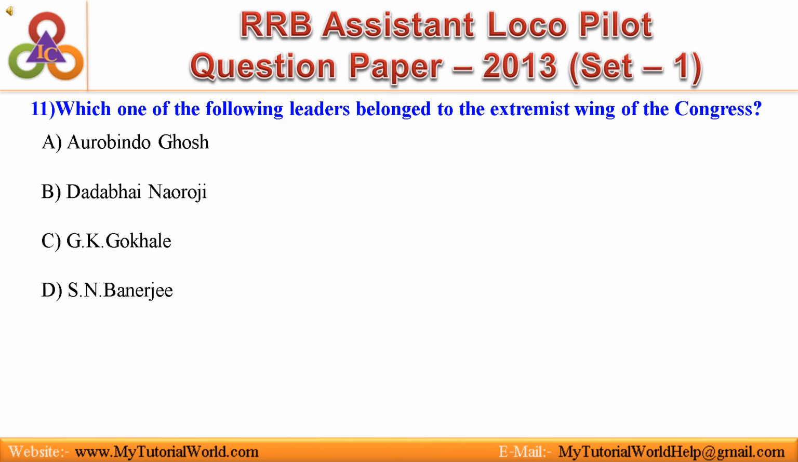11. Which one of the following leaders belonged to the extremist wing of the Congress? A. Aurobindo Ghosh. B. Dadabhai Naoroji. C. G.K. Gokhale. D. S.N. Banerjee. Answer is Aurobindo Ghosh.